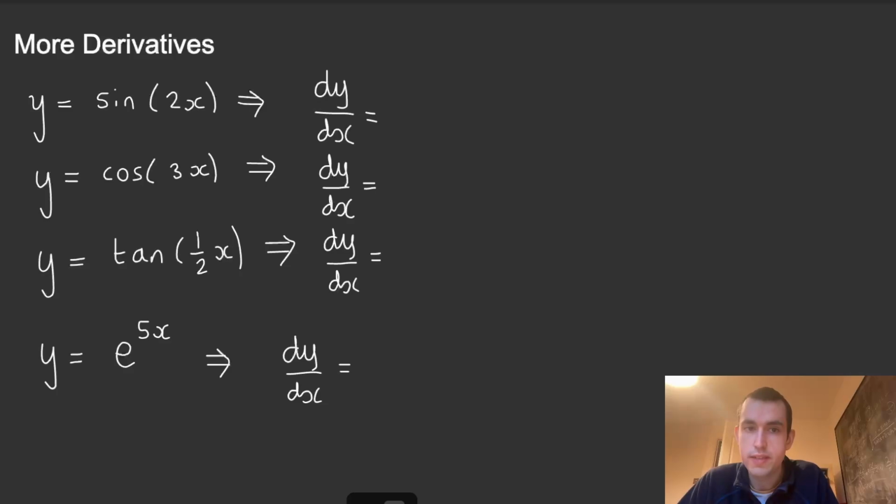Now for more derivatives. Using the chain rule, what is the derivative of sine of 2x? That should be 2 cos 2x. What is the derivative of cos of 3x?